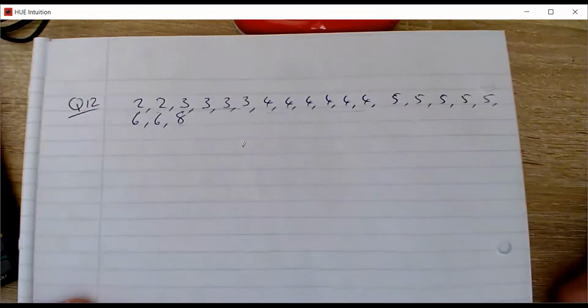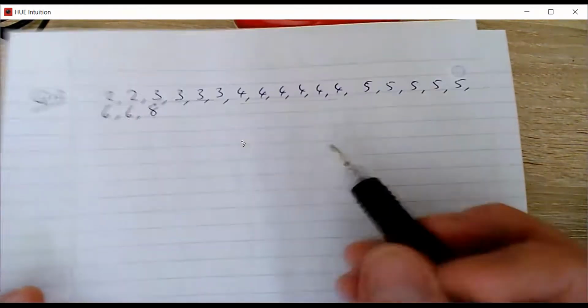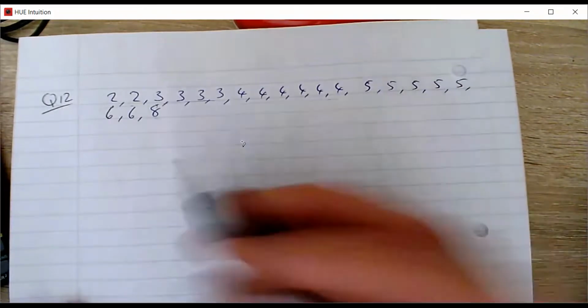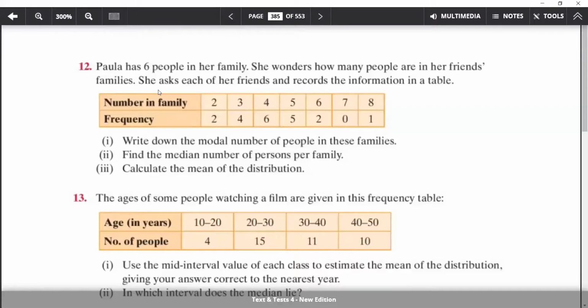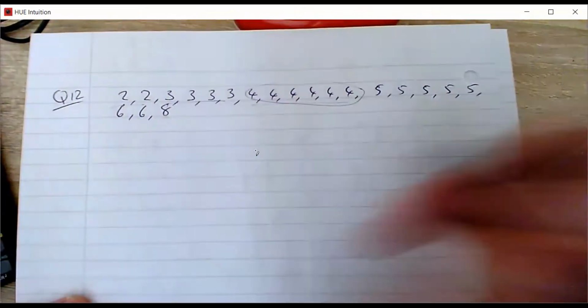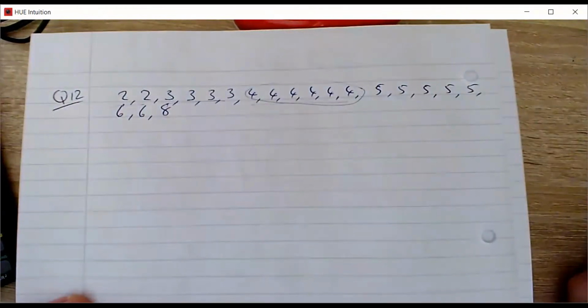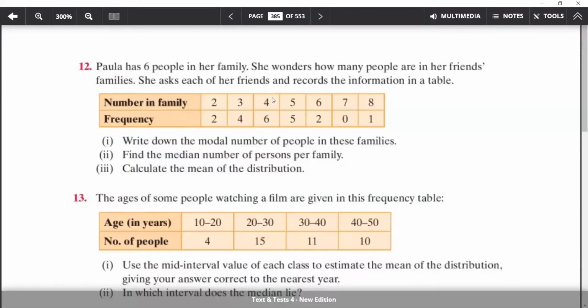So this is obviously kind of harder to look at. If there was 1,000 pieces of data, this would be very awkward. Whereas the frequency table summarizes it very nicely once you know what you're looking at. Write down the modal number of people in those families. So the most common answer that Paula got here was 4 people in the family. 6 people gave that answer. And if we go back and have a look at what we had, 4 is obviously the most common answer on this list. So to go back to our book, the modal answer is 4 people in the family.